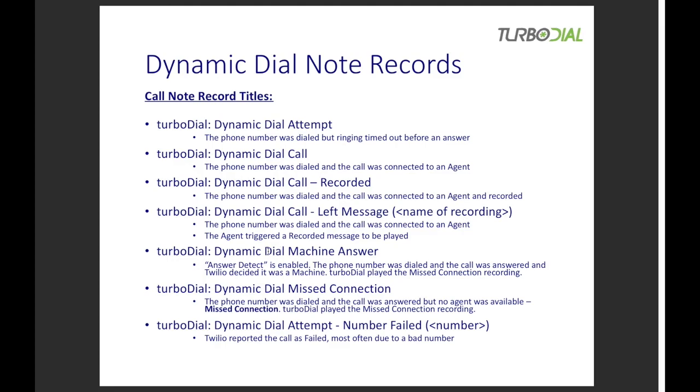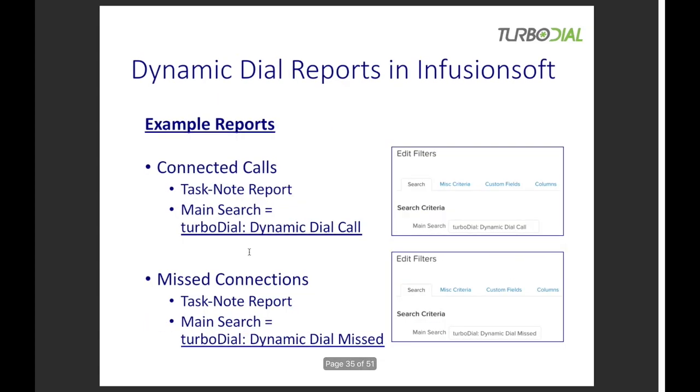If you've got answer detect enabled, then when an answer machine answers the call, this will be the note title: Dynamic Dial Machine Answer. Missed connections are given that note title. And in the case where we recognize that a number is bad or has failed for some reason, it's given that note title. So those note titles are pretty much all you need to know to be able to create your reports, because here are some examples.